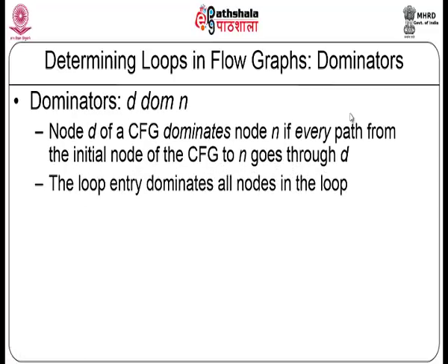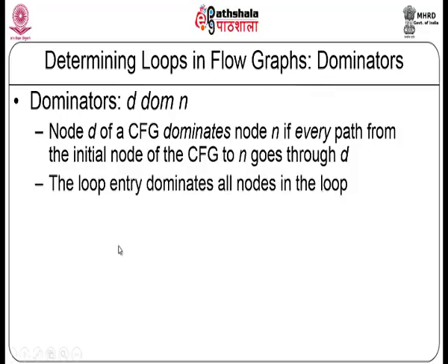Dominators are typically done for basic blocks, where it is denoted by D dominates N. Every node in a control flow graph, which is a flow graph, otherwise abbreviated as CFG here, basically consists of a sequence of instructions. Every node corresponds to a basic block. We can say node D of a control flow graph dominates node N if every path from the initial node of the CFG to N goes through D. That is, I have to go through D necessarily to reach N. If that is my situation, I will call this node a dominating node of N.